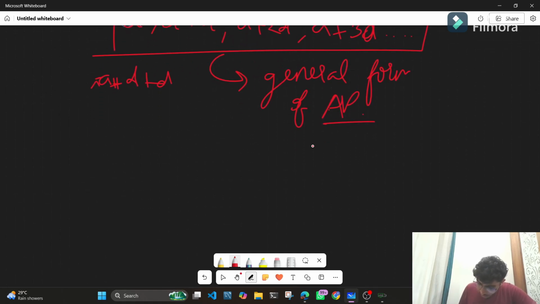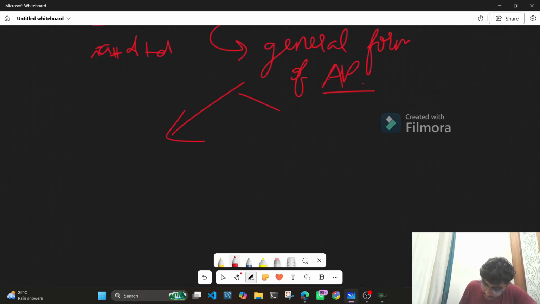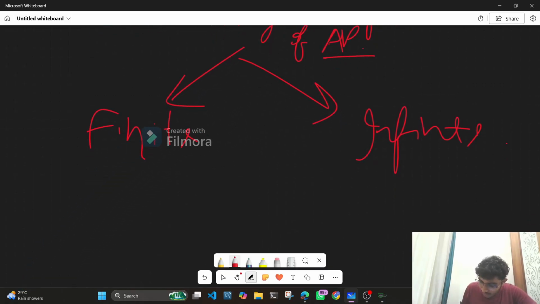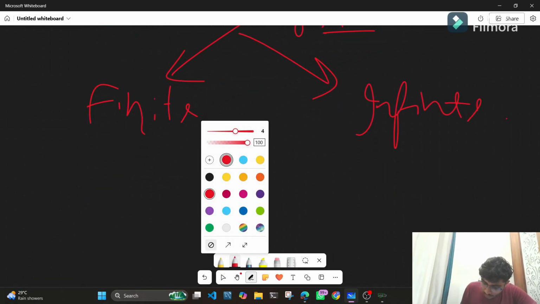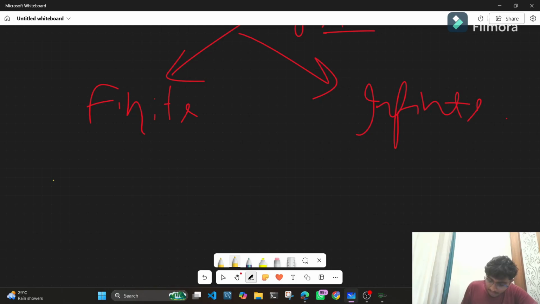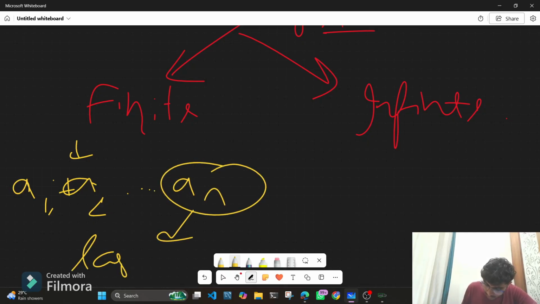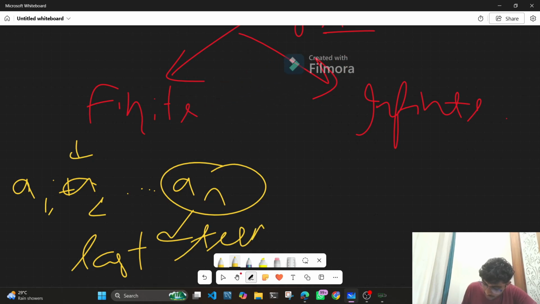Now there are two types of AP. First type is finite and second is infinite. So basically finite and infinite, the term itself says what they mean. Basically when we have certain numbers like a1, a2, till an, then an is the last number, right? Last term, maybe we can say.